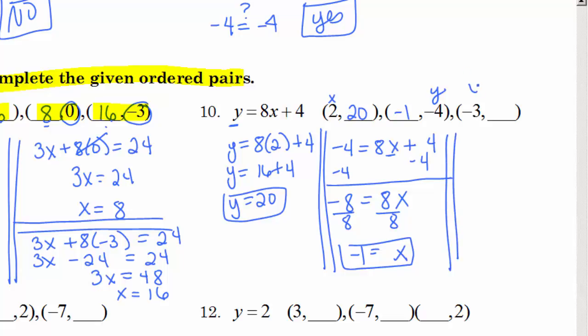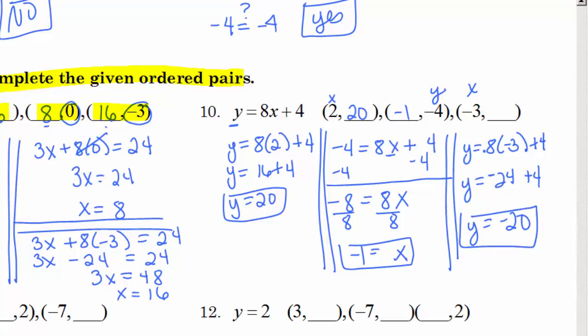And then here I want to plug in negative 3 for x. They gave me another easy one because I want to get y by itself, and it already is. So it's negative 24 plus 4. So that's negative 20. So again, I have these 3 ordered pairs, those 3 points would be on that line because they are solutions to that line.